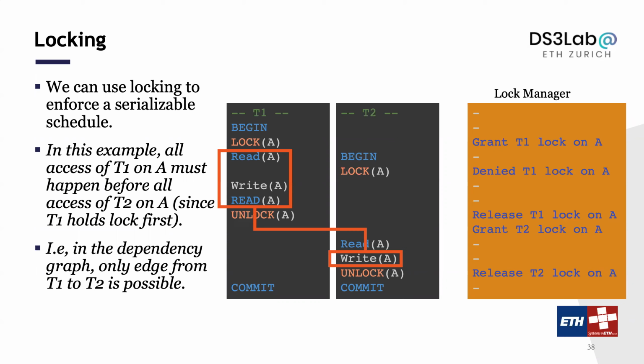Fundamentally speaking, this is what's going on. Because I'm having the lock, I'm actually enforcing how my dependency graph looks in some ad hoc way. In this case, if you're talking about A, all the conflicts caused by A must point into T2 from T1 because T1 has the lock first. It never goes the other way around. So that's a high-level intuition about why locking can enforce conflict serializability.